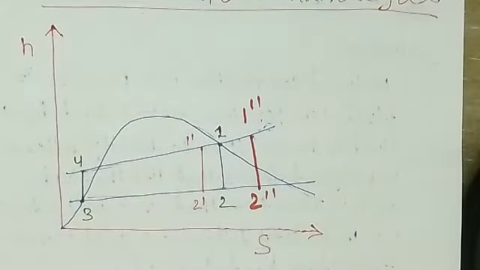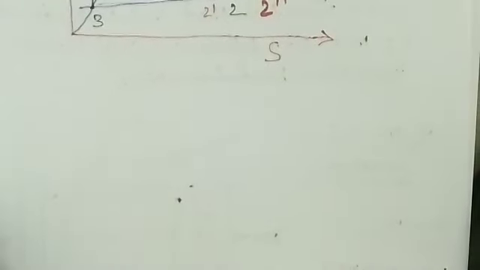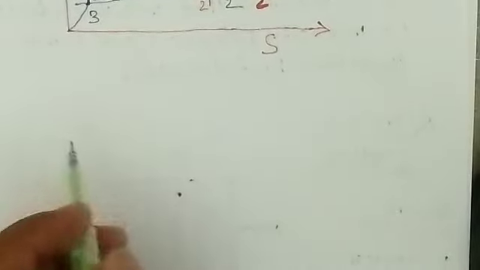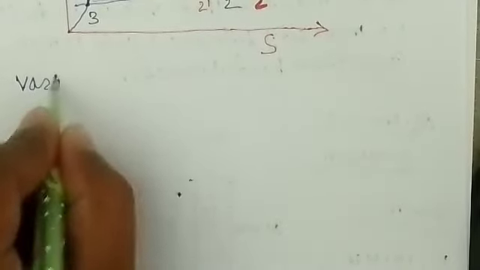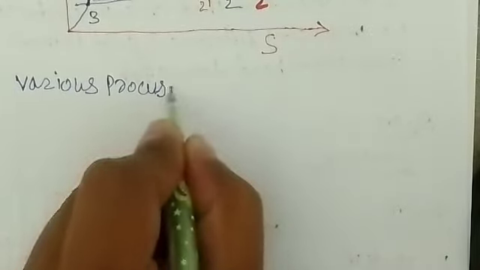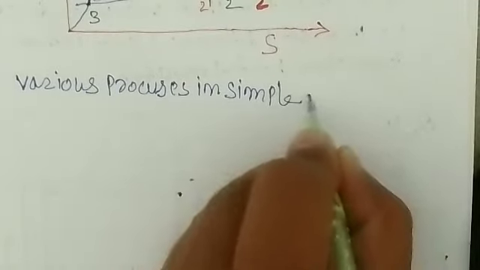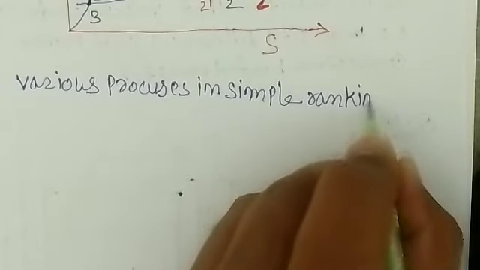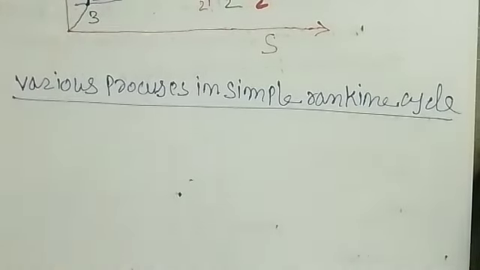Now we will see one by one what the things are. So I'll write the processes here, that you can make a point of, the various processes in the simple Rankine cycle. The first process we will see here is isentropic expansion in a turbine.